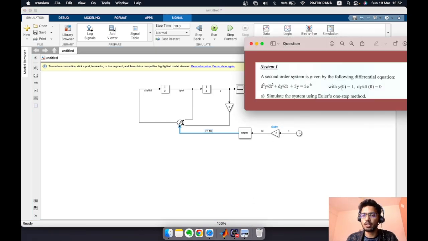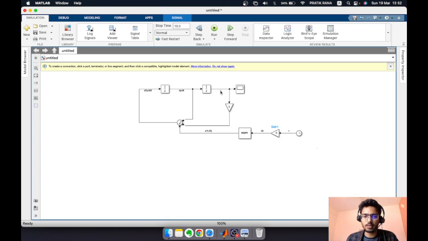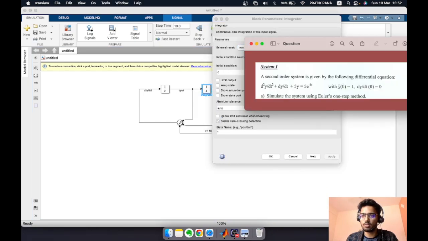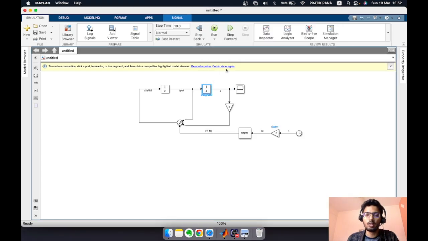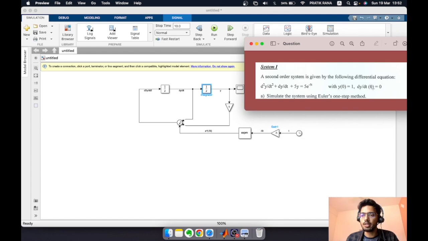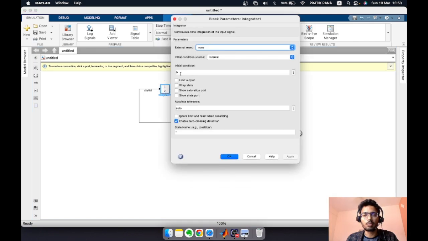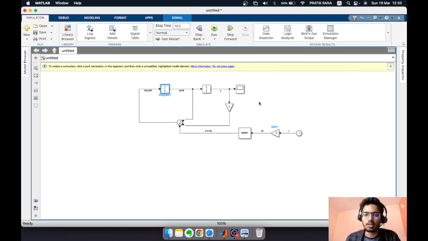Now we are left with the initial conditions. So the initial condition for y at t equal to 0 is 1. So y is obtained as an output from this integrator. So inside the properties we have the initial condition defined as 0, but we need 1, so we'll change it to 1. Similarly, for dy by dt, the initial condition at t equal to 0 is 0. So dy by dt is an output of this integrator. We'll go in the properties, it's already 0, so that's fine. Now we wanted the simulation to run for 25 seconds as we did during scripting. So we'll change this stop time to 25.